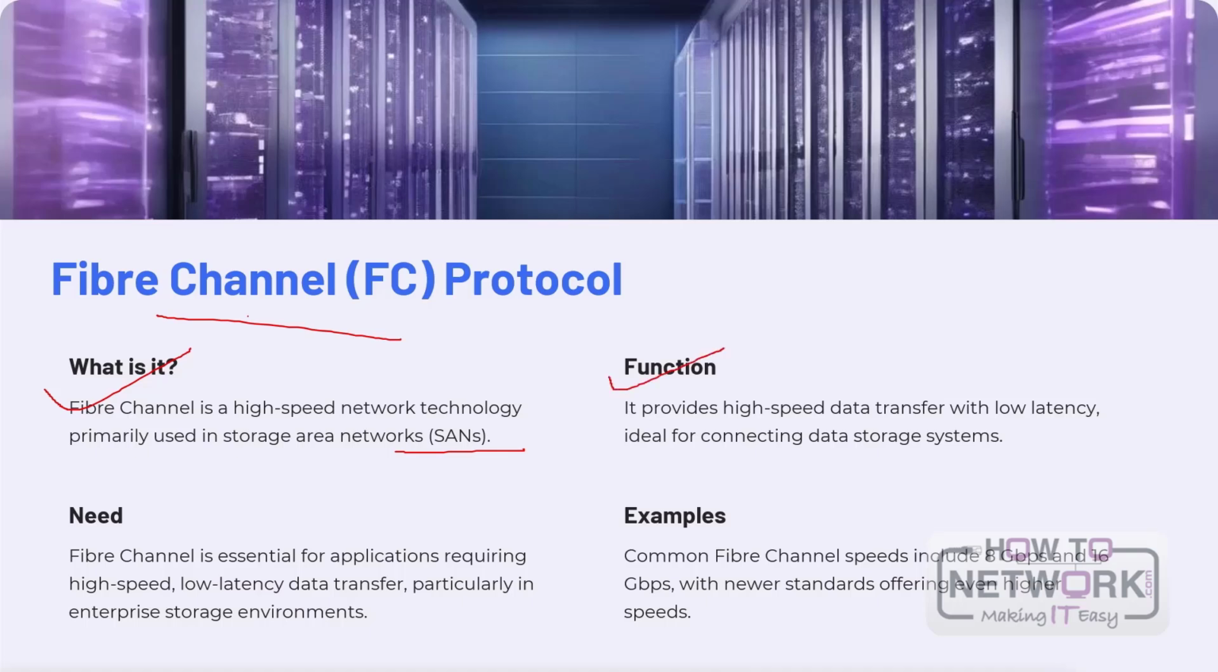Fiber channel operates at the physical and data link layer of the OSI model, providing a dedicated high-speed connection between storage devices and servers. It uses fiber optic cables to transmit data at speeds from 1 to 32 Gbps, with even higher speeds being explored.